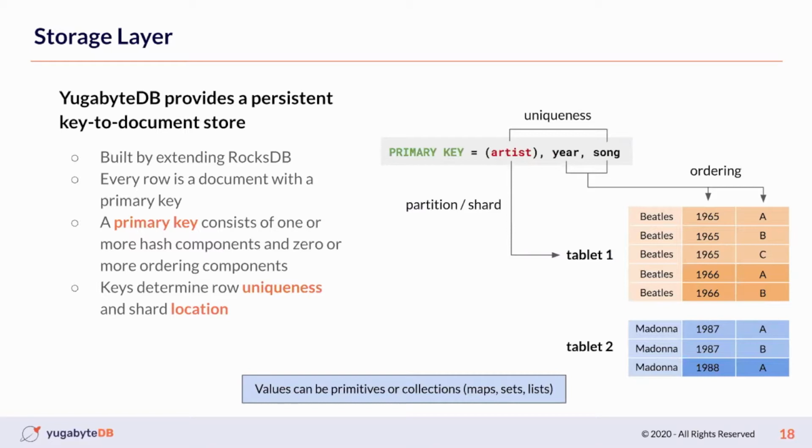Artist is determined to be the partition key, or the way you distribute data across nodes. So all of the artists with a certain value will go into a single tablet as shown, and the sort order is done on the year and the song. It could be ascending or descending, depending on the order that you choose when creating the table. All of the value columns are stored as a document against each of these keys.